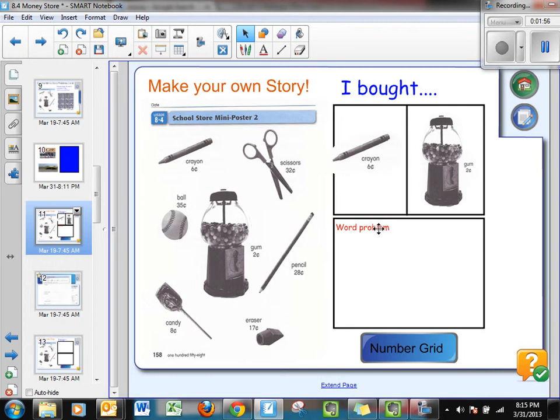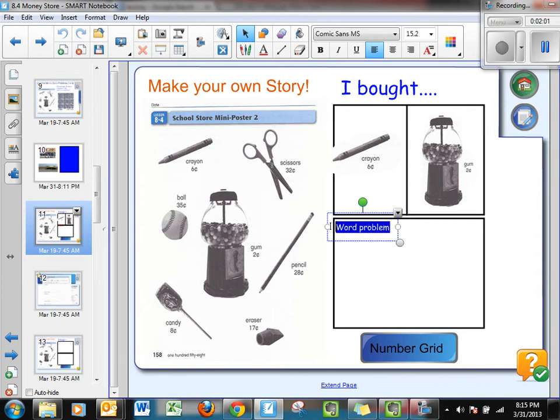So what we're going to do is practice making a word problem, and you're going to do the same thing today. The first thing you're going to do is say, I bought, and then think about, well, what did I buy? I bought a crayon, and I also bought a piece of gum. And you might say, well, I don't know how to spell those, but right here on the picture it tells you exactly how to spell them.